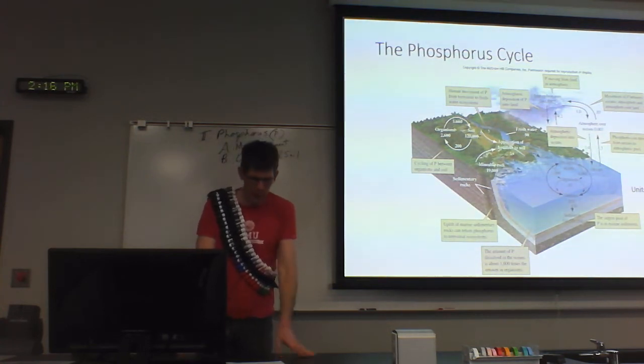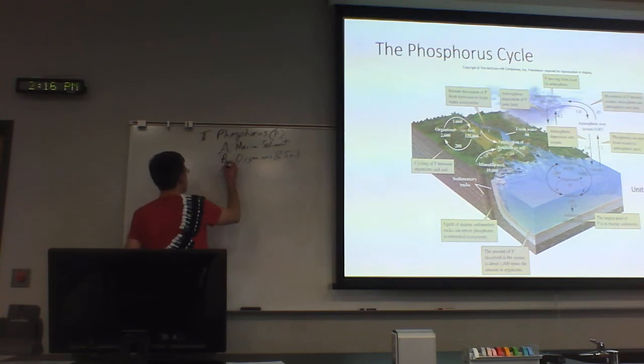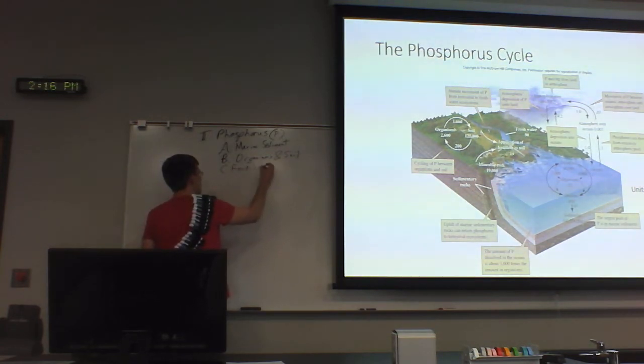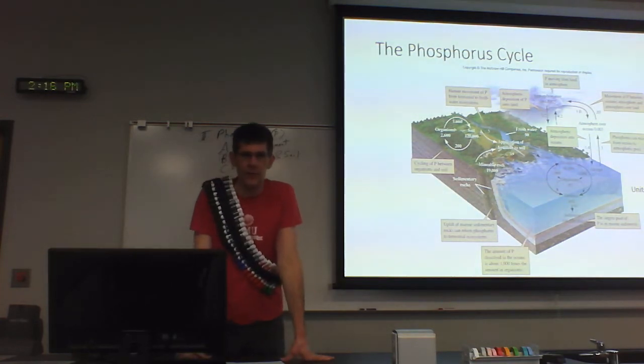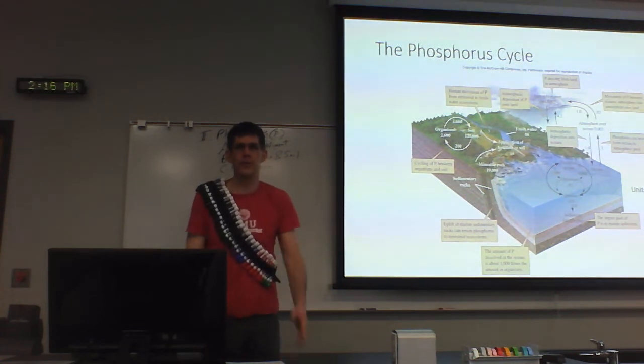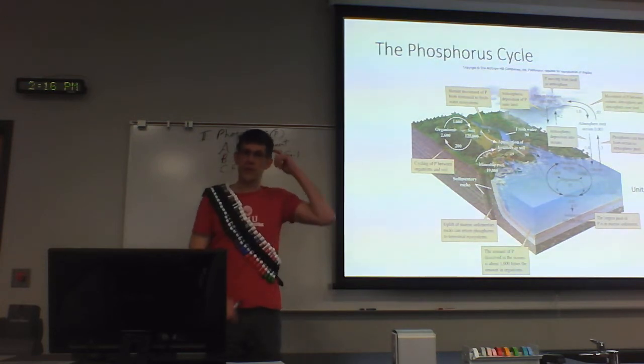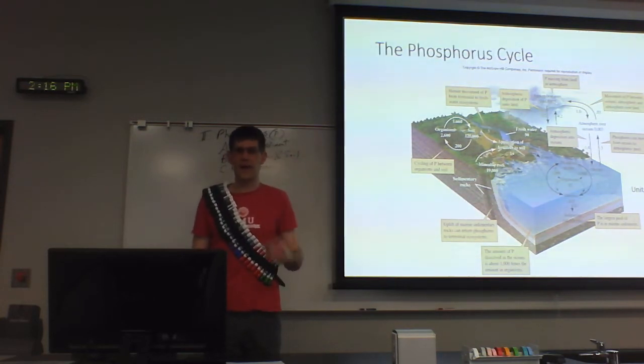And we do mine that rock. When we mine rocks that are high in phosphorus, we can use that to apply phosphorus to crops in a very distant location. So moving phosphorus great distances is one way that humans impact the phosphorus cycle.